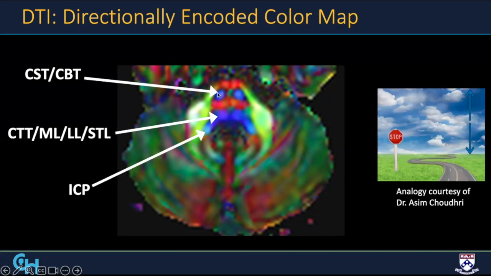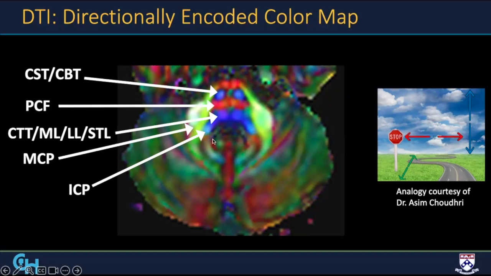or fibers running in the craniocaudal dimension, for instance, the corticospinal tracts, corticobulbar tracts here, the central tegmental tracts, medial and lateral lemnisci, spinothalamic tracts, and the inferior cerebellar peduncle here posteriorly. And we see green pastures, fibers running in the AP direction, like the middle cerebellar peduncle fibers. And we see stop signs, fibers running left to right, like the pontocerebellar fibers here.